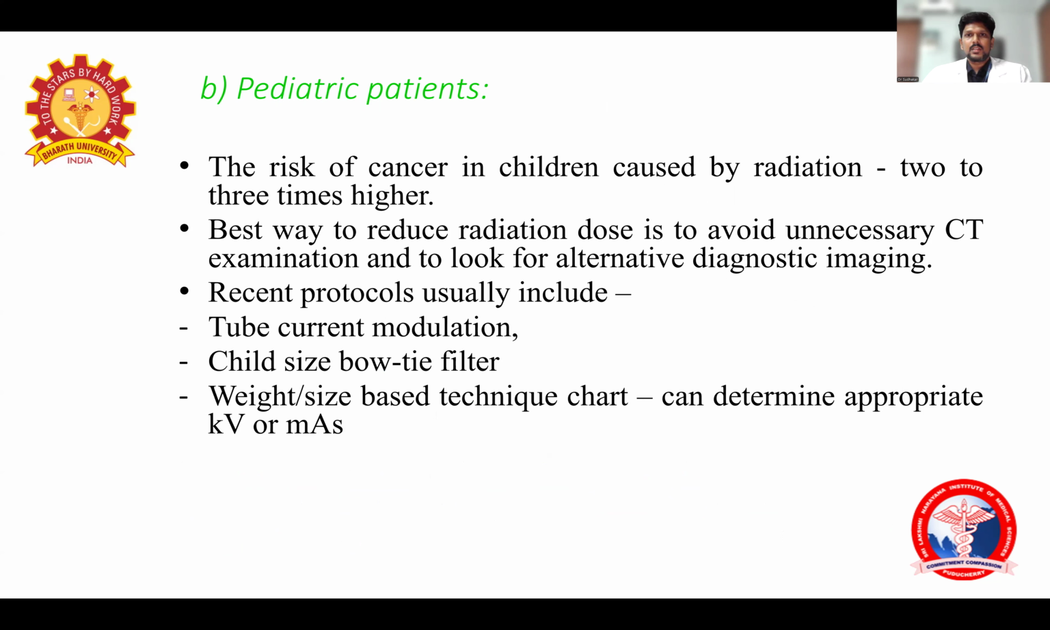The risk of cancer in children caused by radiation is 2 to 3 times higher than in an adult. The best way to reduce radiation dose is to avoid unnecessary CT examinations and to look for alternative diagnostic imaging like ultrasound, radiograph, fluoroscopy, or whatever. The recent protocols usually include tube current modulation, child size, bow tie filter, and a weight size technique chart, which can determine the appropriate kV or mAs.